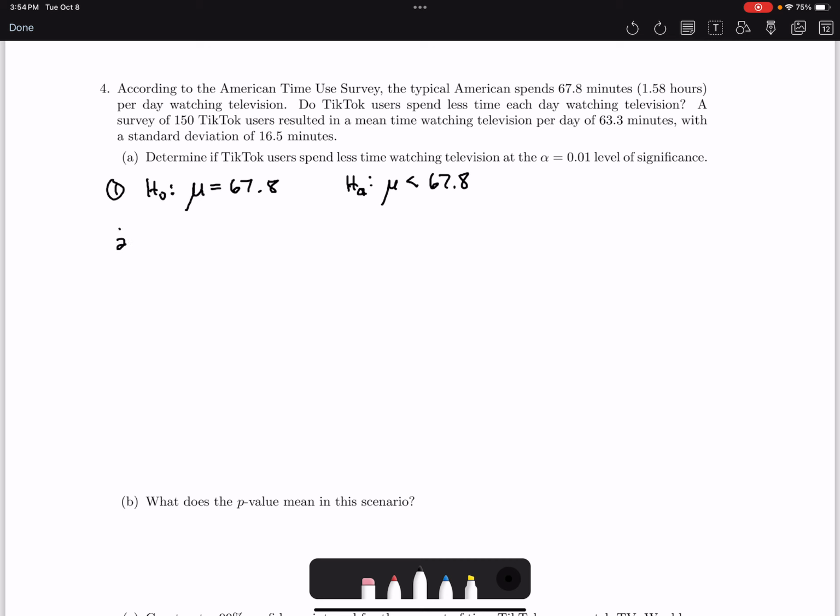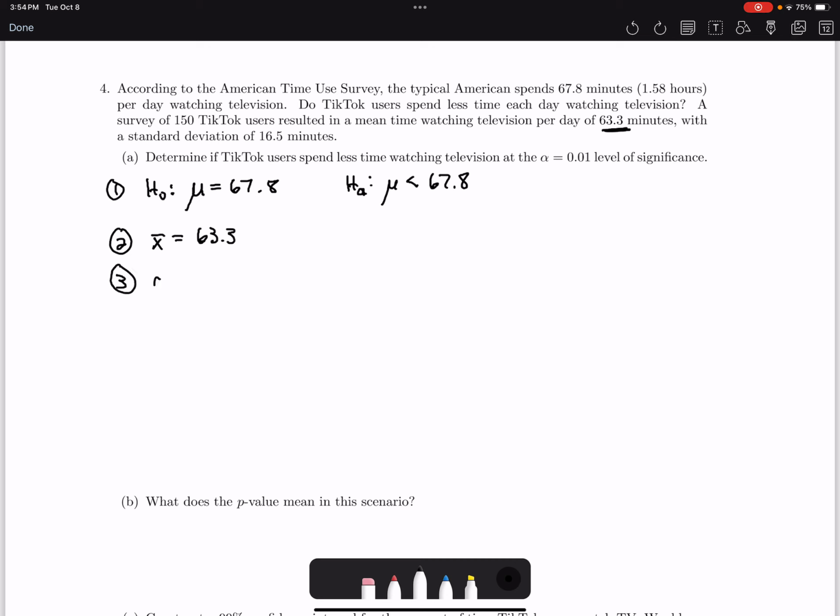The sample evidence that we would collect here would be the sample mean. We were told in our survey of 150 TikTok users, their sample mean was 63.3 minutes. Okay, that is less than 67.8 minutes. So maybe that is a statistically significant result. The only way to know for sure is to compute the p-value. That's what we'll do in step 3.